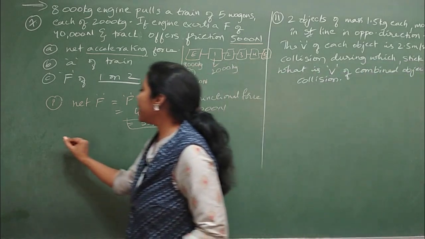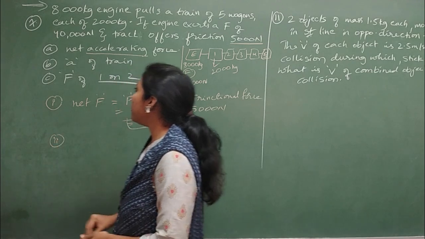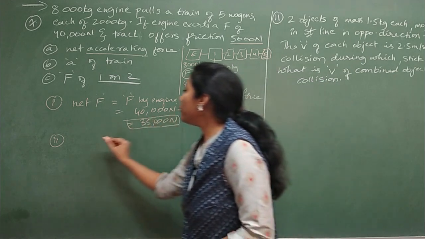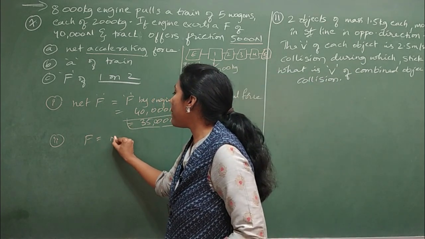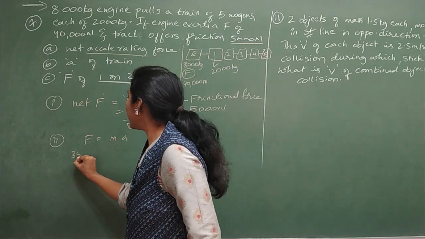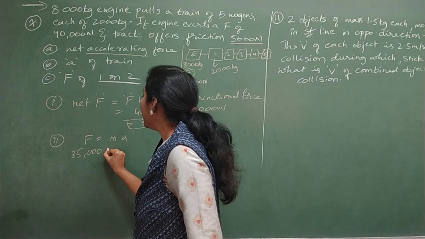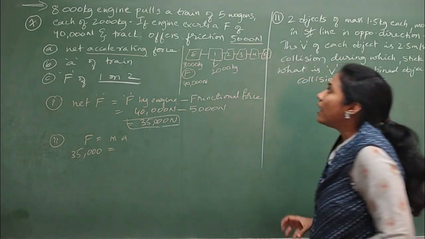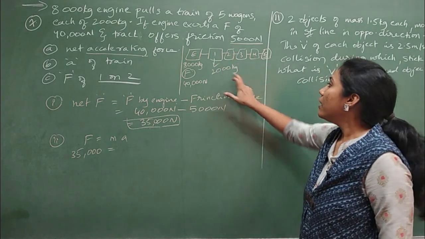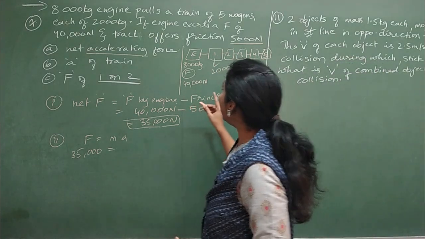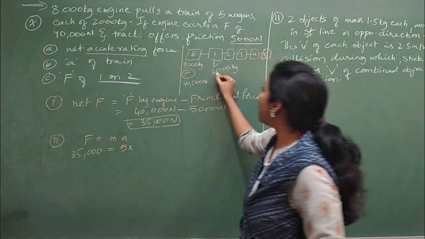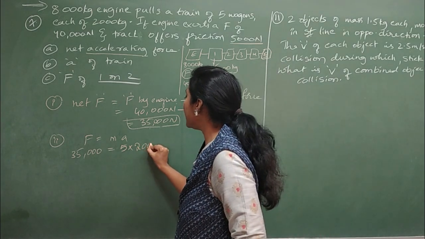And coming to the second question. So the second question is very simple. They are asking what is the acceleration of the train. So you know the force, right? Force is equal to mass into acceleration. Net accelerating force, you know, that is 35,000, is equal to the mass of the train. How much is the mass of the train here? Mass of bogies. So you have 5 bogies, right? So how many bogies are there? Yes, 5 bogies are there, and each one is having a mass of 2000 kg.